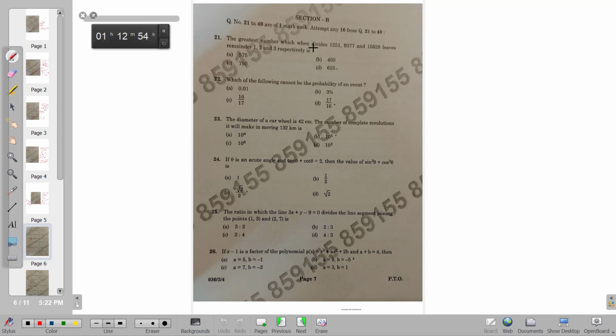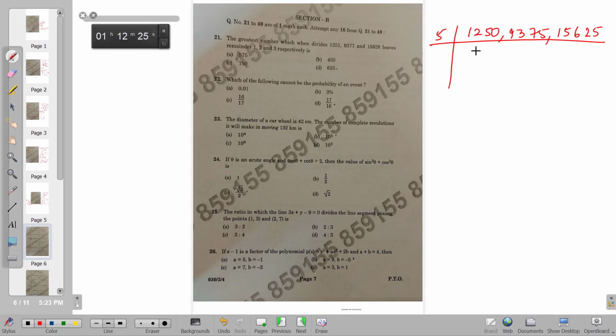21st here. Greatest number which when divides this leaves remainder 1, 2, 3. So if it's leaving a remainder 1, 2, 3, that means if it was perfectly dividing, the number should have been 1, 2, 5, 0, 9, 3, 7, 5, right? And this would have been 1, 5, 6, 2, 8 minus 3, which is 1, 5, 6, 2, 5. So basically the aim is to find the highest common factor. Let's start dividing with 5.